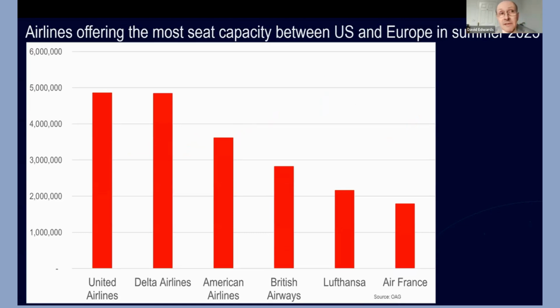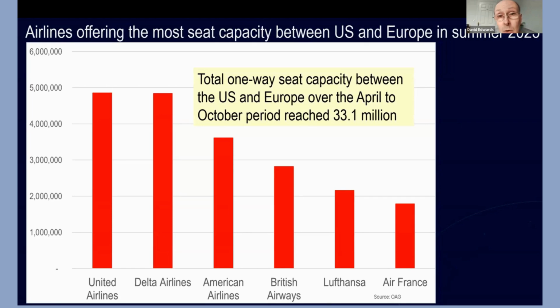Right, let's talk about connectivity. I'm going to start this section by looking at the airlines that offered the most seat capacity between the US and Europe during the summer of last year. What we can see is that the three airlines leading this chart are all domiciled in the US, so United, Delta, and then American, followed by three European domiciled airlines, BA, Lufthansa, and Air France. But overall, total one-way seat capacity between the US and Europe over the April to October period last year reached a rather whopping 33.1 million seats.